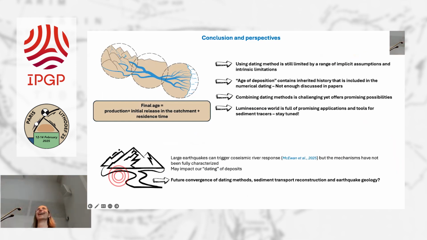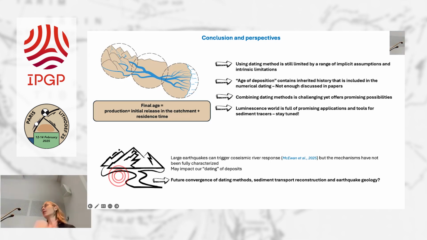And to finish, I just want to say that I think using a dating method is sometimes still limited by a lot of assumptions and limitations that we have. And the age of the deposition contains, in fact, many things and inherited history that is included in the numerical dating. I think it's never really discussed in the paper, and it should be discussed in the paper.